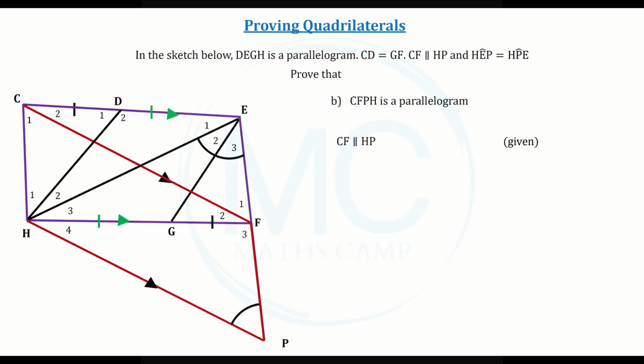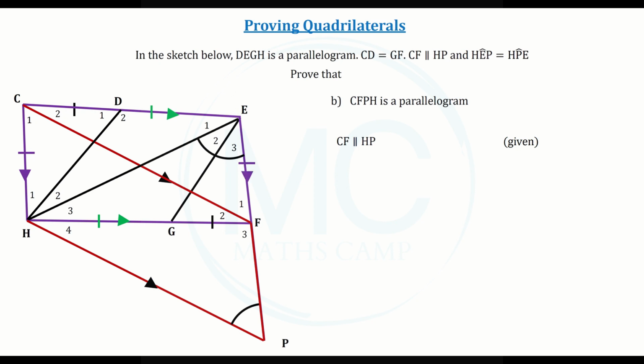So let's make it purple. In a parallelogram, opposite sides are equal and parallel. We've already marked down that CE and HF are equal and parallel. So now let's look at CH and EF. These sides are equal, so let's put a small line on CH and a small line on EF. They are also parallel, so let's put a small arrow on CH and on EF as well.